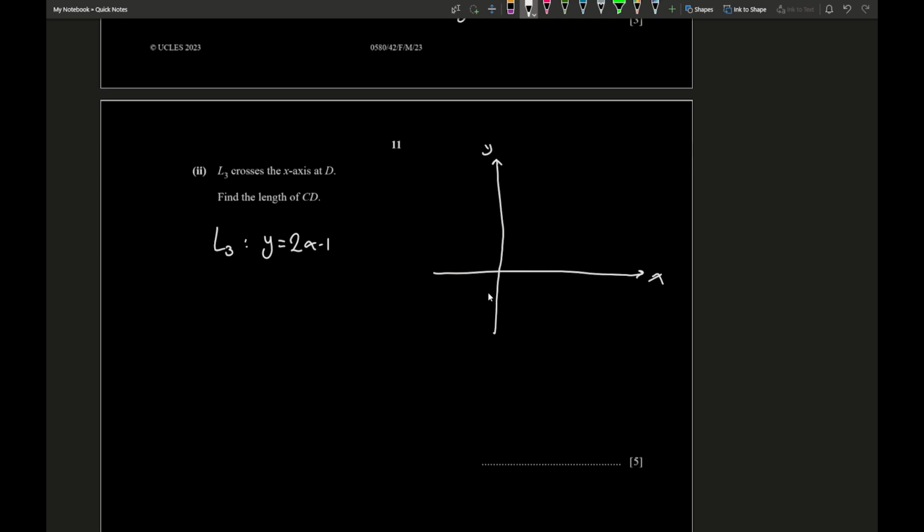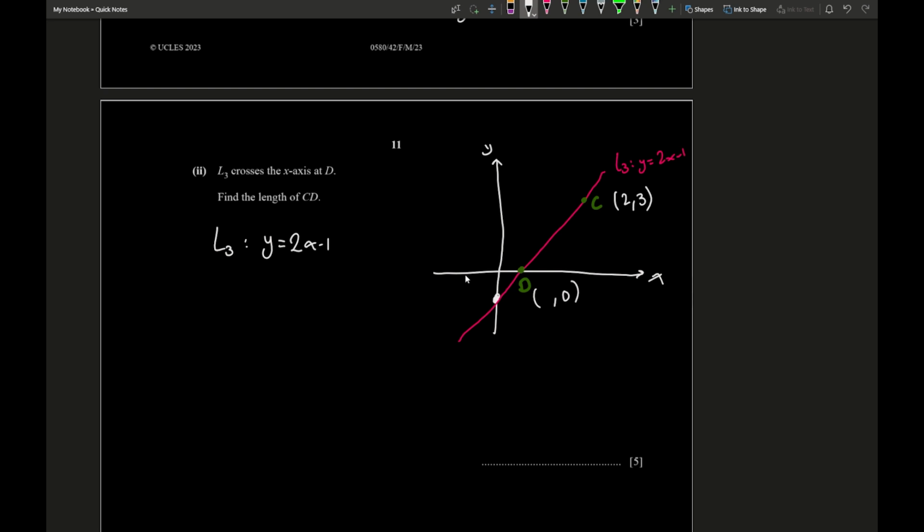We know that L3 has a y-intercept of negative 1 and it has a positive gradient, so the line will look like this. Nice. This is L3, y is equal to 2x minus 1. It says that point D is at the x-intercept, so this is D. And it says the coordinates of C were 2, 3 in part C, so this is C. So if we decide to write the coordinates, C is 2, 3 and D is some number, 0.